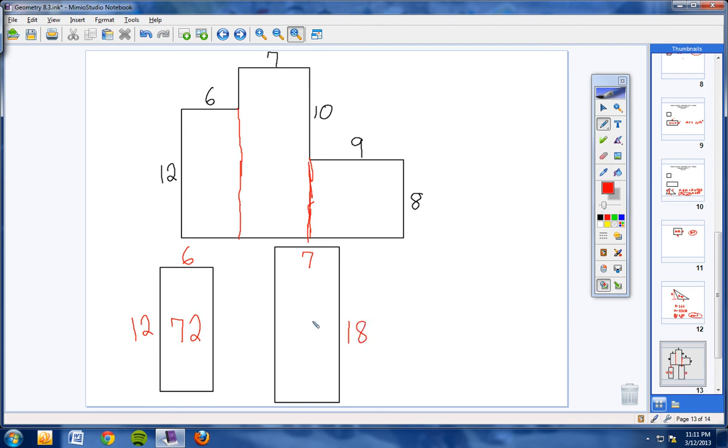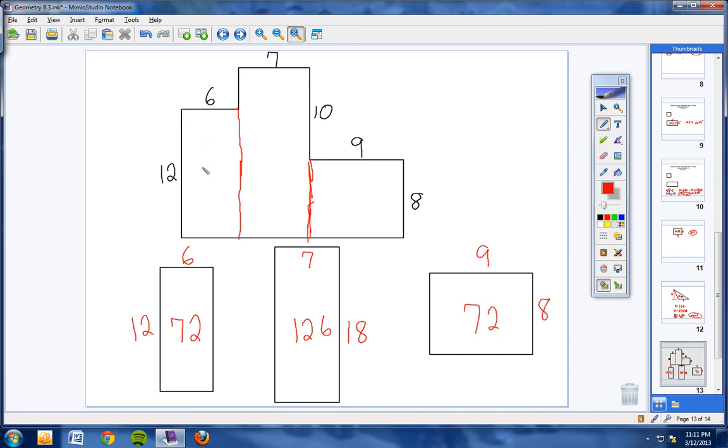Now, what's the area of this rectangle? Well, I'm doing it in my head. I hope this is right. It's 7 times 18, which would be 126. And now let's go ahead and draw this last rectangle over here. And this one's pretty cut and dried. We can see this length right here is 9, and this length right here is 8, so that's pretty simple. I'm going to write a 9 here and an 8 here, and the area is 72.